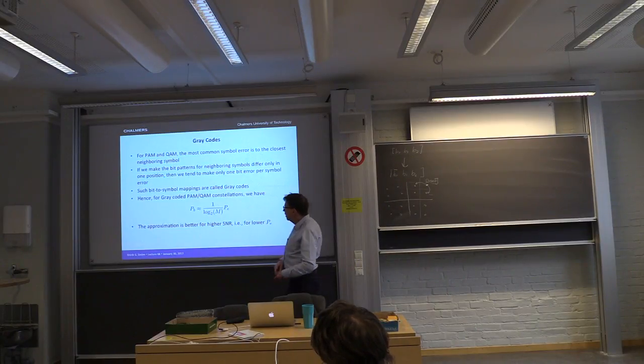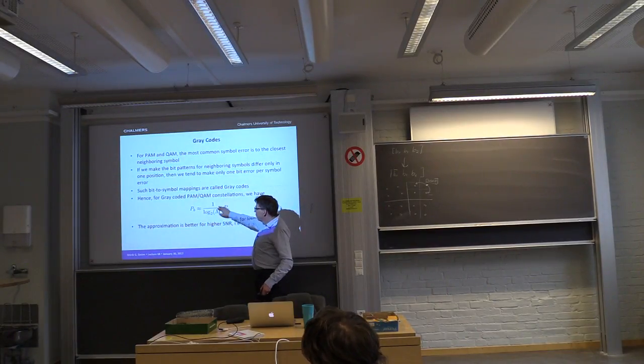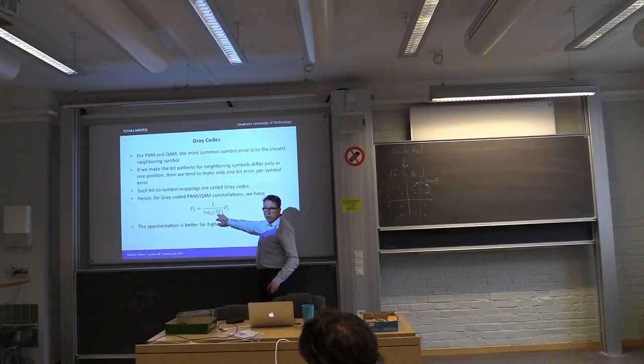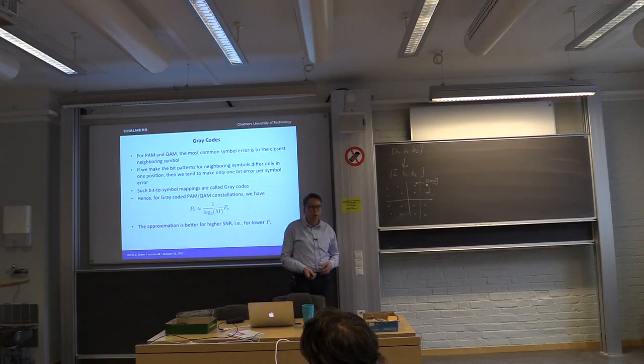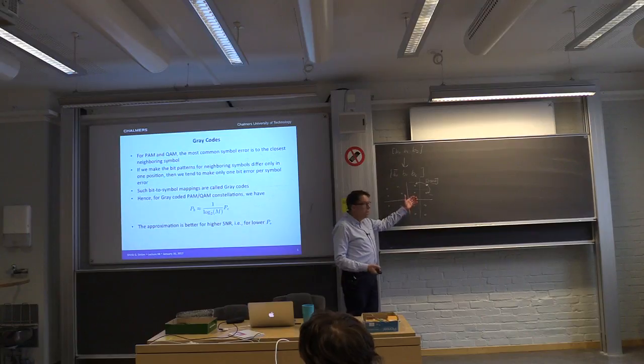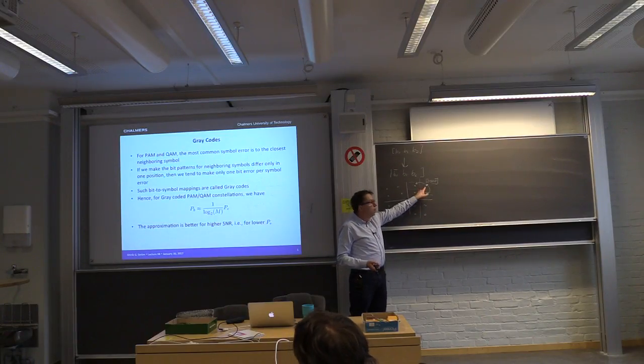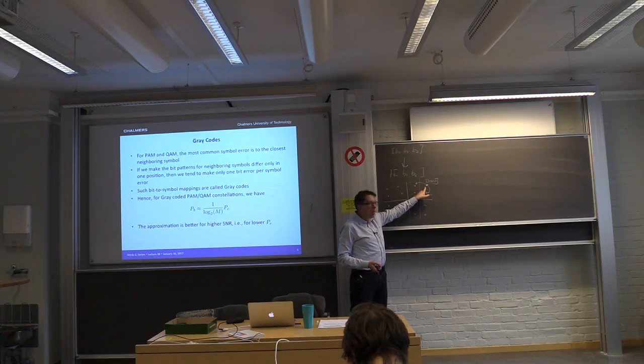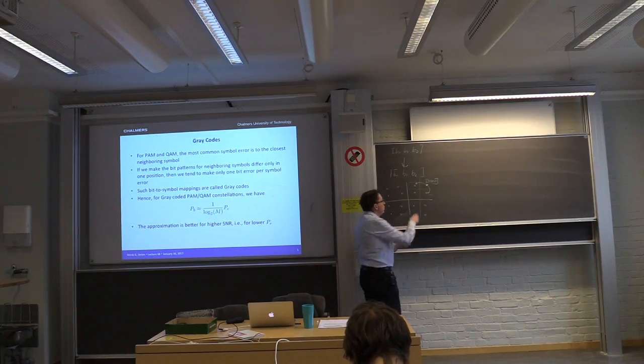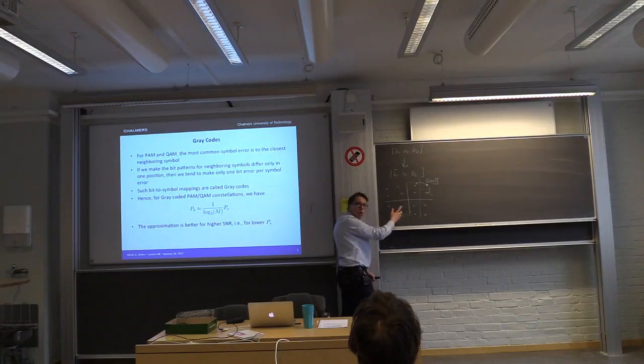And if we do that, then the bit error probability is roughly 1 over k, or log 2 of M, times the symbol error probability. And that happens at least when the signal-to-noise ratio is relatively high. So almost always when we make an error, we go to the neighbor. We seldom move across the constellation.